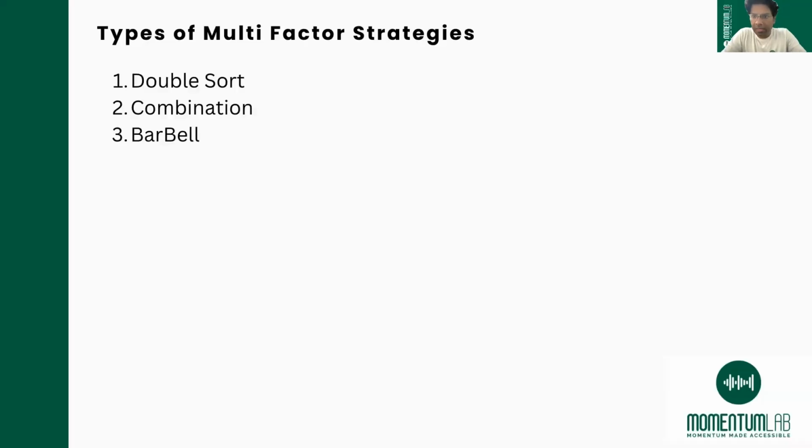Now we can construct a multi-factor portfolio in three different ways. The first way is called double sort. I'll explain with the help of an example. Let's say our universe is Nifty 500 and you want to filter out the top 50 stocks which have both momentum and low volatility as characteristics. What to do? You first sort all these 500 stocks based on low volatility and pick the top 200 stocks which are less volatile. Now among these 200 stocks, you then sort based on momentum ranking and pick the top 50 stocks. This way you're able to construct a portfolio which has both factors, momentum and low volatility. This is called double sort.